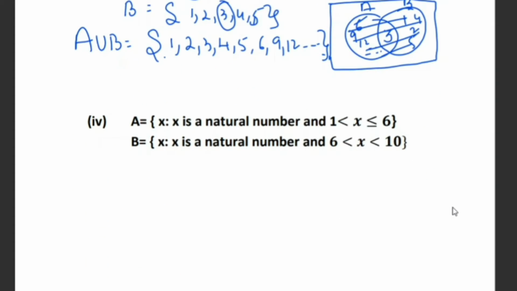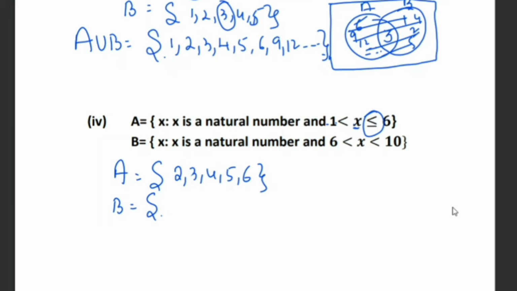Next one. X is a natural number such that X is greater than 1. So A's elements are greater than 1, so 1 is not included: 2, 3, 4, 5 and 6. 6 is included because it is equal to 6. How about B? B will be X is a natural number greater than 6. So 6 is not included. 7, 8, 9, and 10 is not included because it is less than 10.